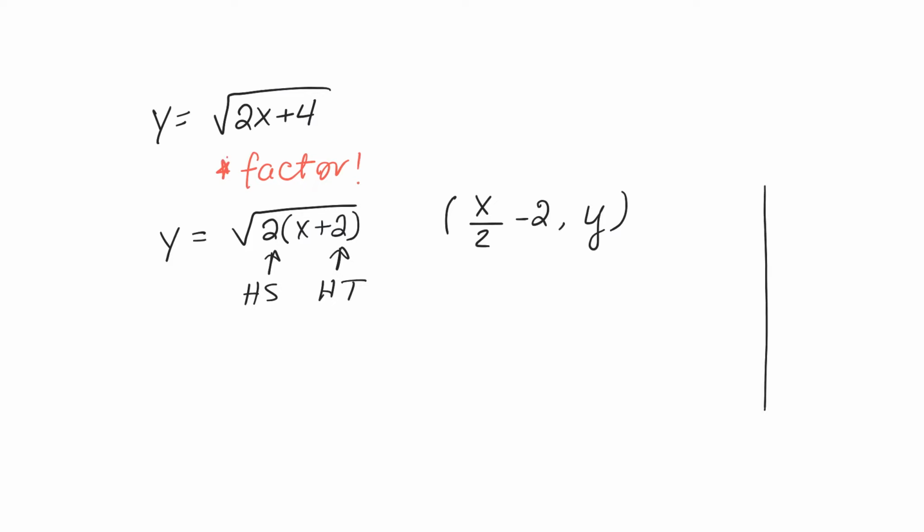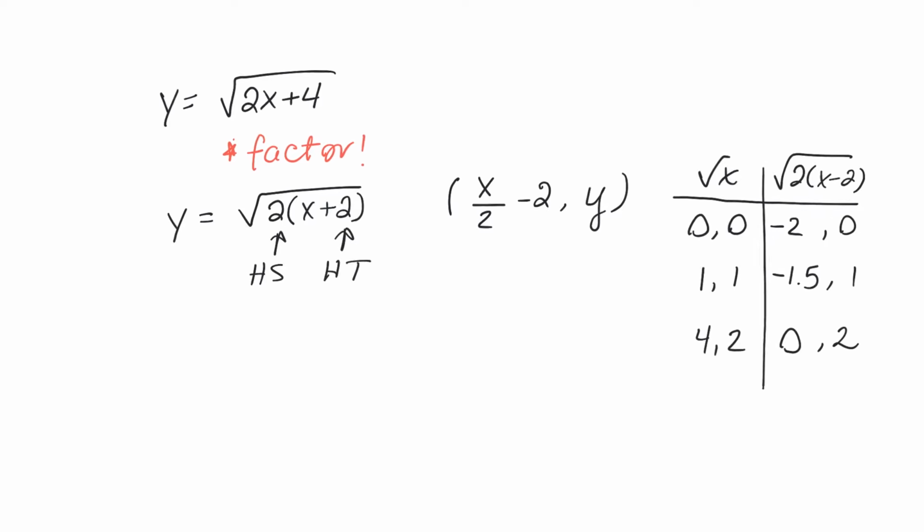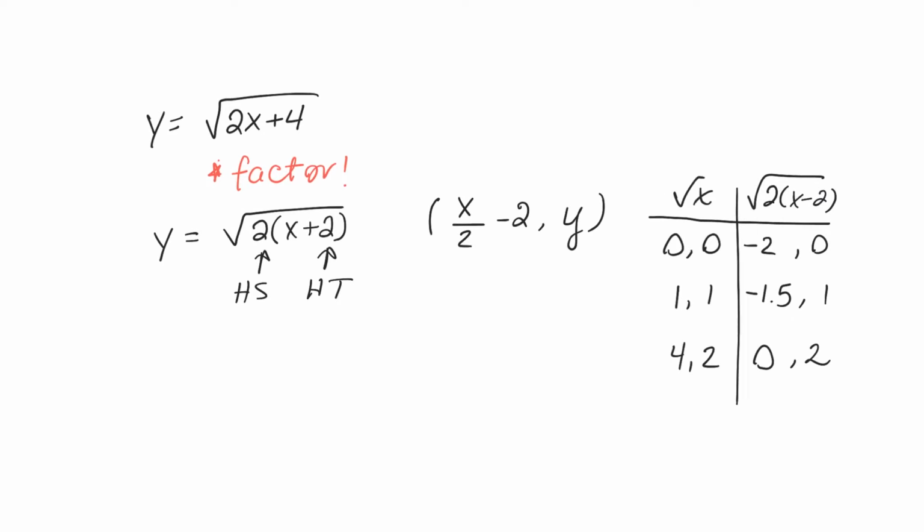If we make our table of values, remember we had 0, 0, 1, 1, and 4, 2. So now we're going to have 0 minus 2 is negative 2. A half minus 2 is negative 1 1/2, and 4 divided by 2 is 2, minus 2 is 0. And then all of our y's, again, stay the same. So really, this is not new information. We're just applying it to a different shape function, and we should know radicals pretty well. Okay, so that's how that works.